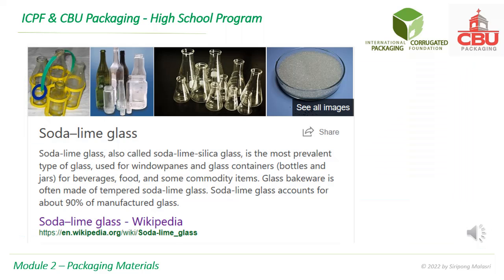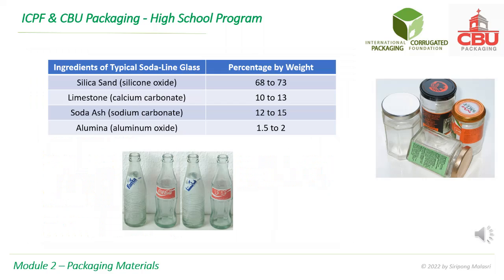Most glass containers, such as bottles and jars, are made from soda-lime glass. Soda-lime glass accounts for about 90% of manufactured glass. Typical soda-lime glass consists of 68 to 73% silica sand, 10 to 13% limestone, 12 to 15% soda ash, and about 2% alumina.